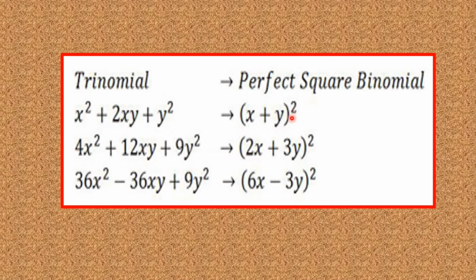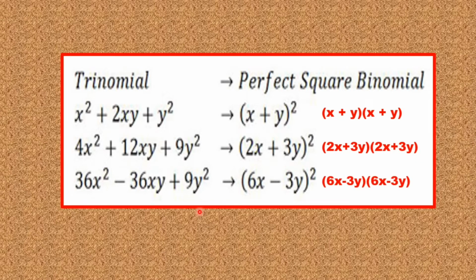Since siya ay square binomial, ibig sabihin yan, dalawang beses mo siyang i-multiply sa kanyang sarili. Kaya ito ay quantity of x plus y times quantity of x plus y. So, number 2, quantity of 2x plus 3y times quantity of 2x plus 3y. So, number 3, quantity of 6x minus 3y times quantity of 6x minus 3y.